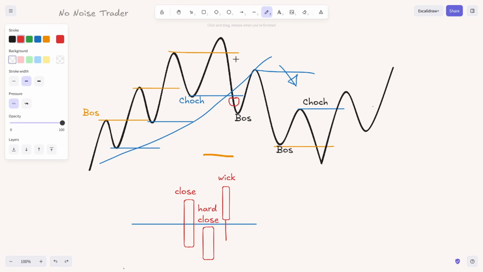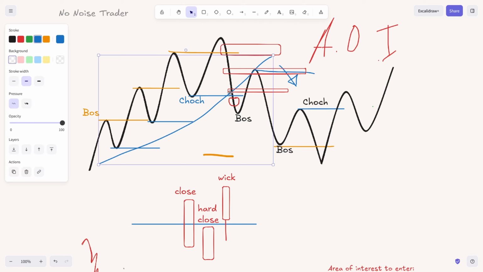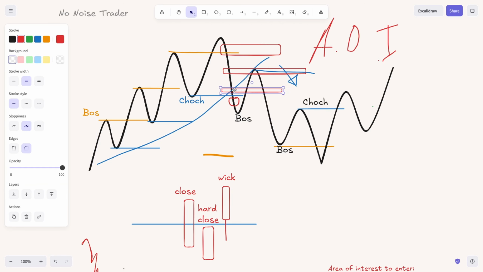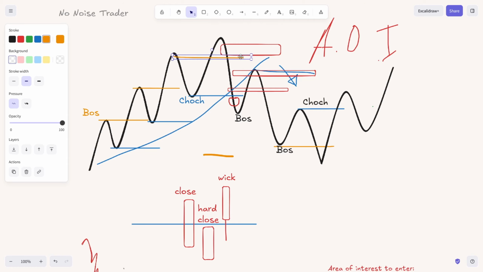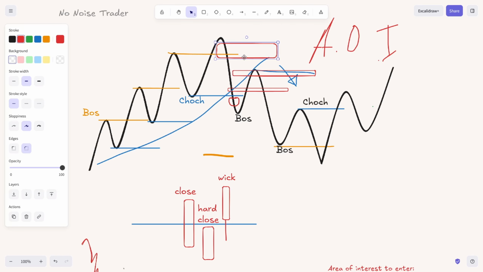So where should you enter? You should enter in what I call area of interest. This is just a name that I created. It could be anything. You could call it area of entry or entry possibilities. I don't know. So what does area of interest mean? Area of interest means that we have areas here, here, here of interest, meaning there is some interest in it. There is participation, they mean something, and it's better to short on those areas.